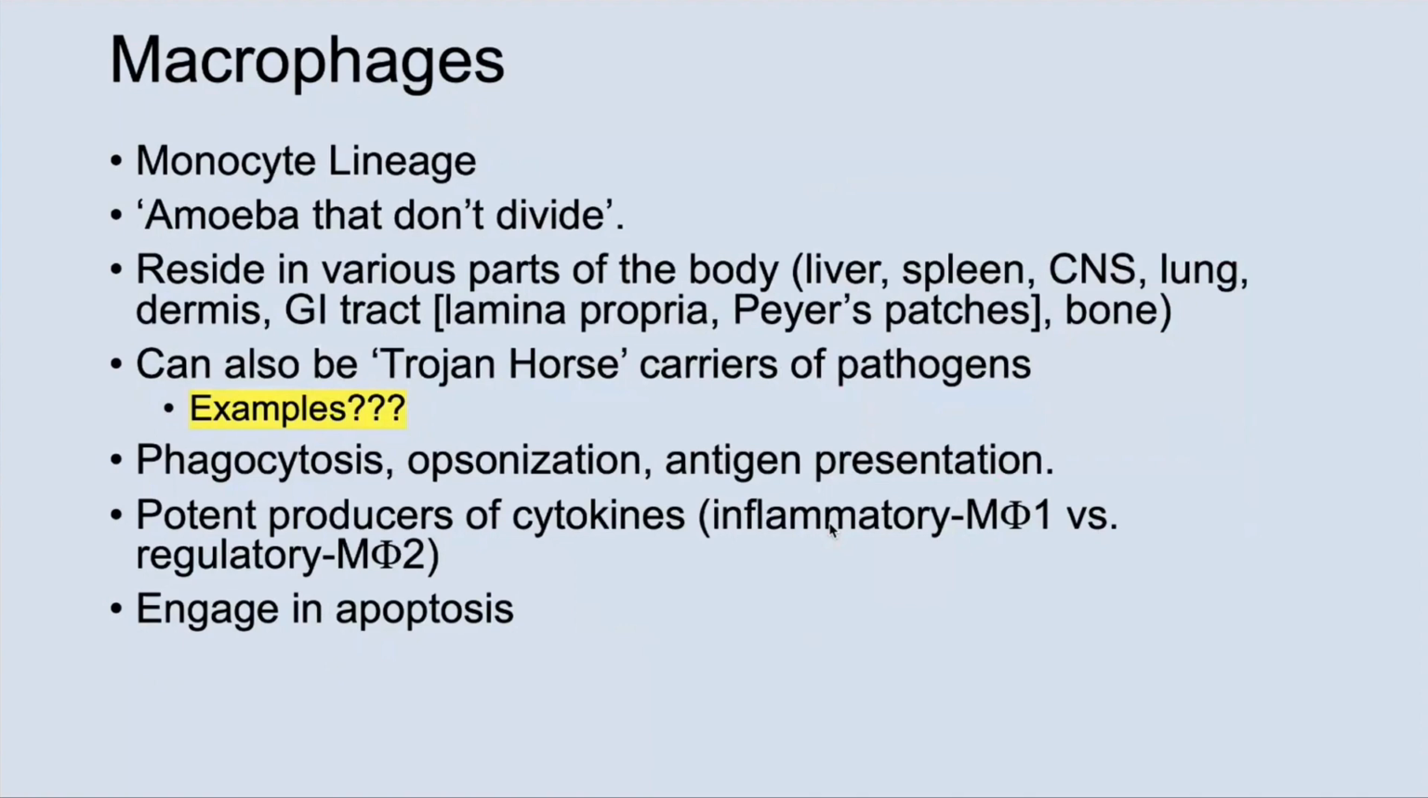This is notoriously important for things like mycobacteria. Listeria, less likely, but it can occur. Also with things like Leishmania and Legionella and the like. Phagocytosis also occurs along with opsonization and antigen presentation. They're also potent producers of cytokines, both inflammatory, and this goes through macrophage 1 versus macrophage 2. They also engage in apoptosis. Questions?